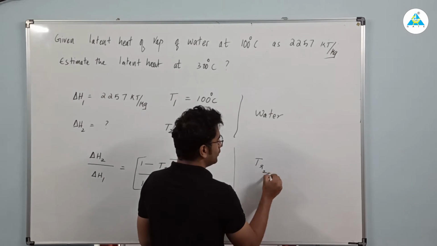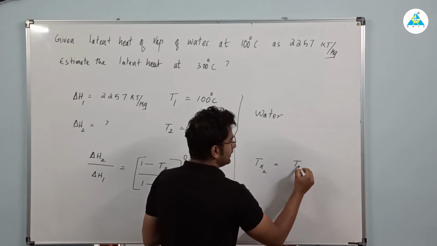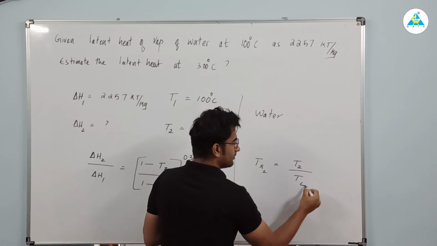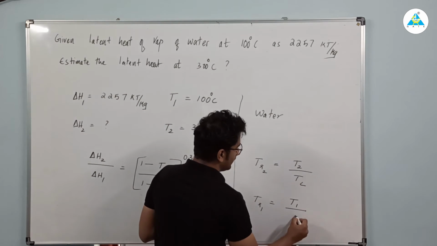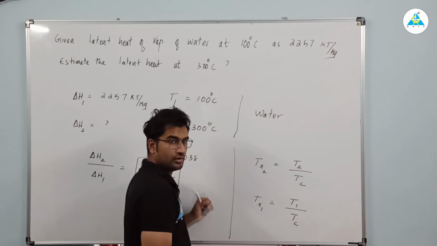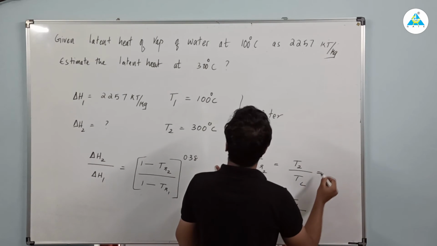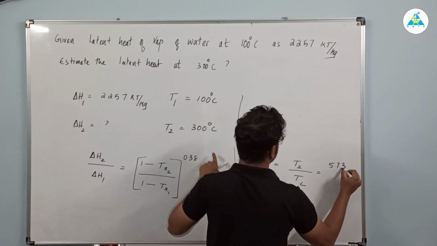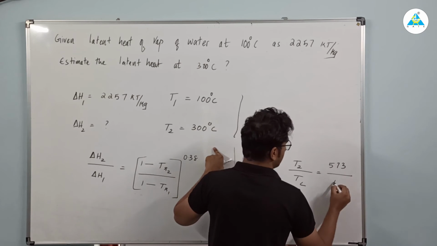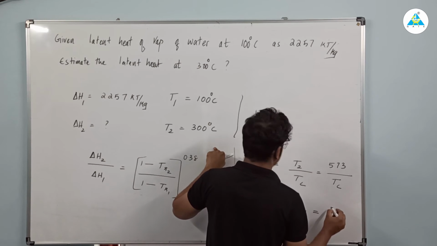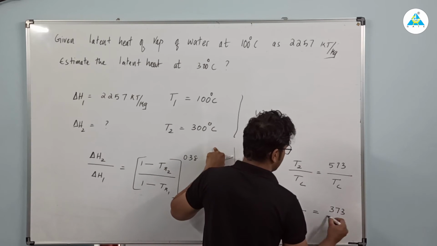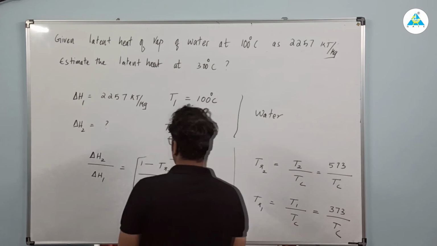What is TR2? TR2 is T2 divided by critical temperature. TR1 is T1 divided by critical temperature. What is T2? T2 तो हमें पता है 573 Kelvin because 300 degrees Celsius, divided by critical temperature. T1 is what? 100 degrees Celsius, so it will be 373 divided by critical temperature.